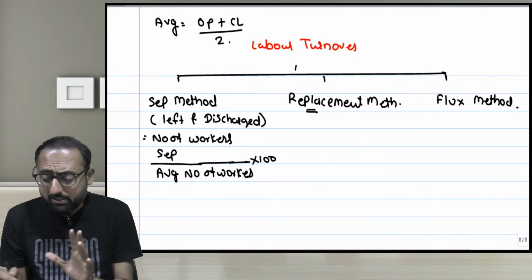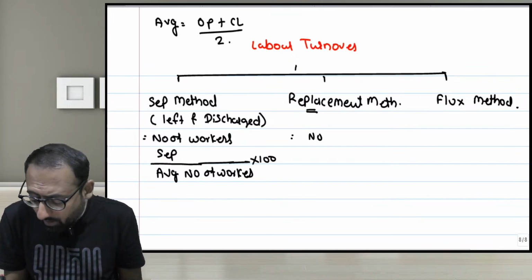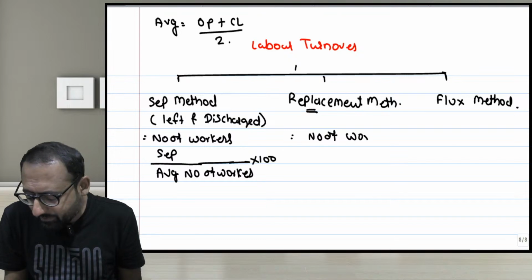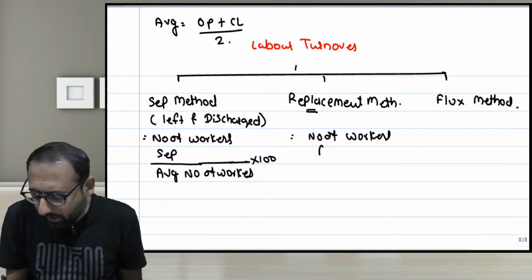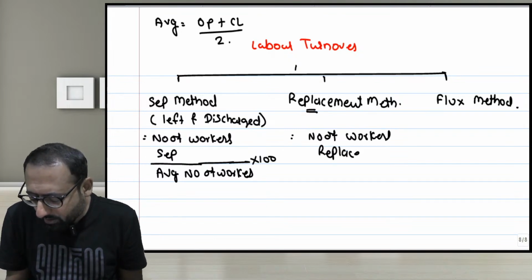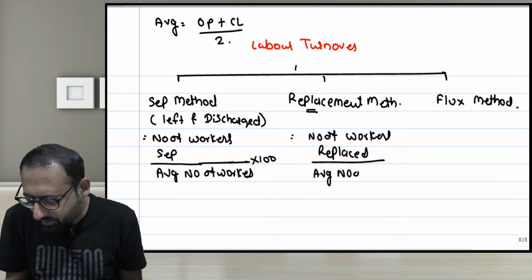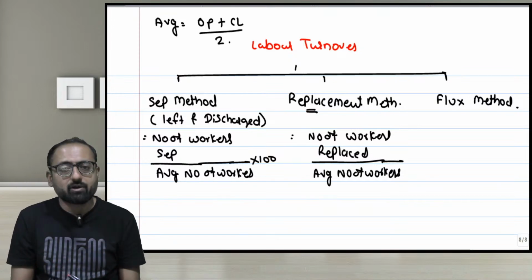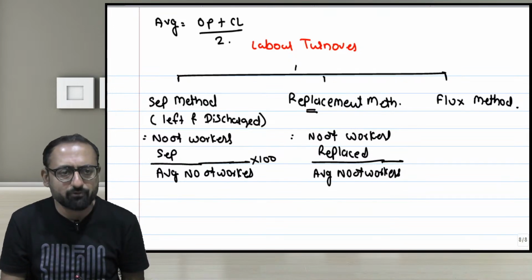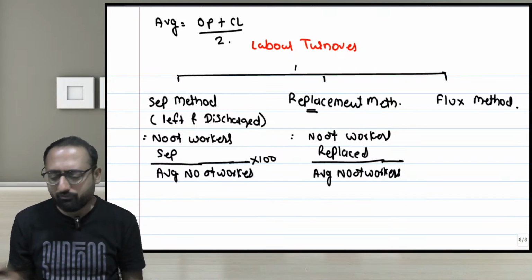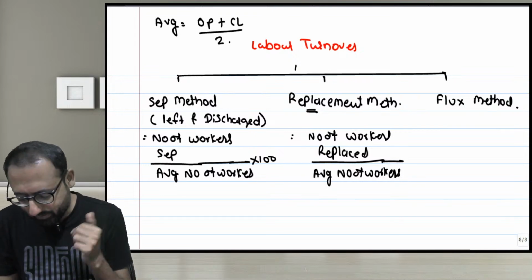So the replacement method is also simple. Number of workers replaced divided by average number of workers. So how many replacements are there? You'll have to check that. Divided by average number of workers into 100, obviously.